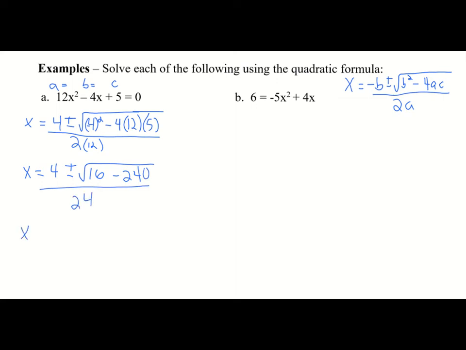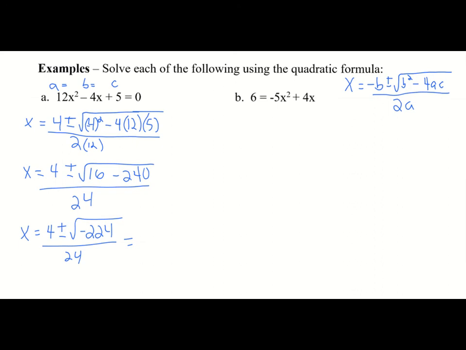So x is going to equal 4 plus or minus the square root of 16 minus 240 is negative 224 over 24. And for this one, negative 224 is not a perfect square, but I can pull out a perfect square. And that perfect square happens to be 16. 16 times 14 will give me 224.